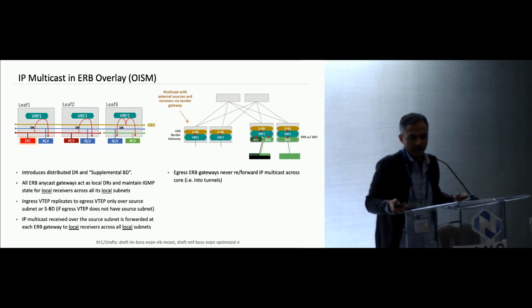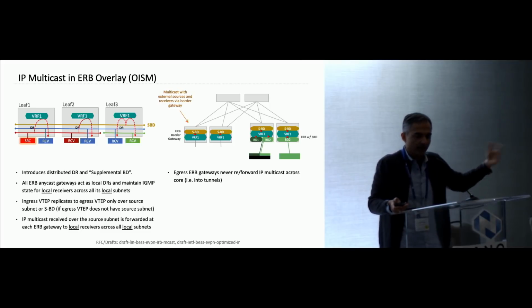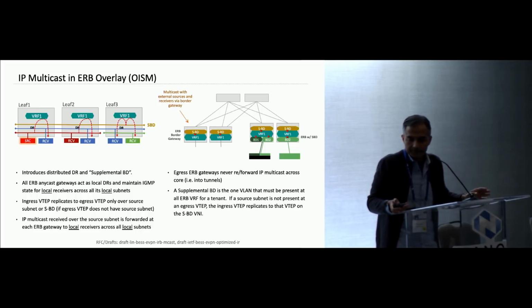Yeah, so I think I covered that. Again, like I said, when the VRFs forward to their local receivers in the other VLANs besides the source subnet, it only forwards locally. It would never send it back to the core.